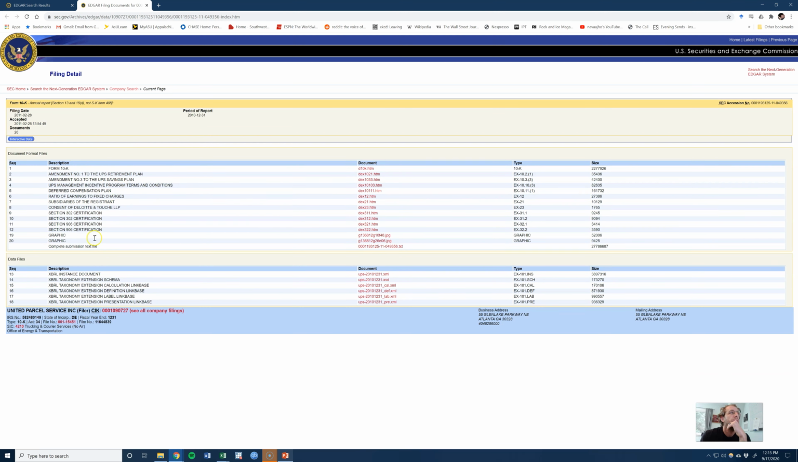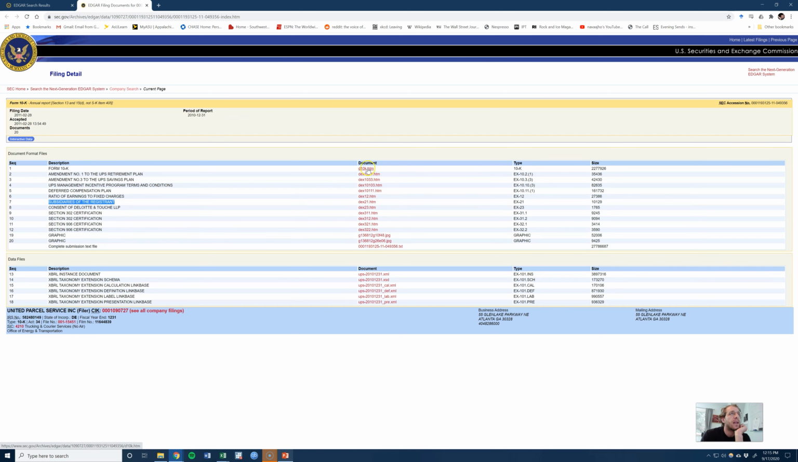Notice that there's a lot of attachments here. There's the Form 10K itself. Then there's the amendment to the retirement plan. There's an amendment to the savings plan. There's incentive programs, a deferred compensation plan. There's a bunch of certifications. There's the consent, the sign-off from their auditors. There's subsidiary information that's provided that we may end up needing.